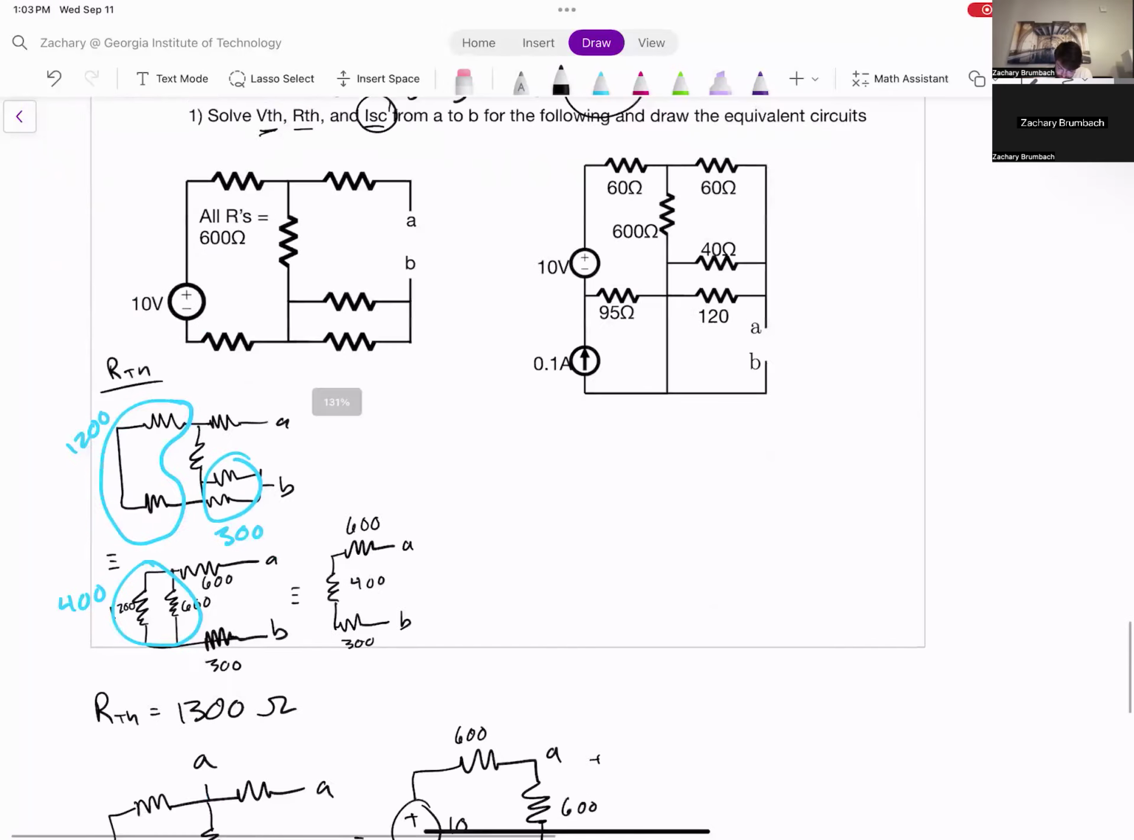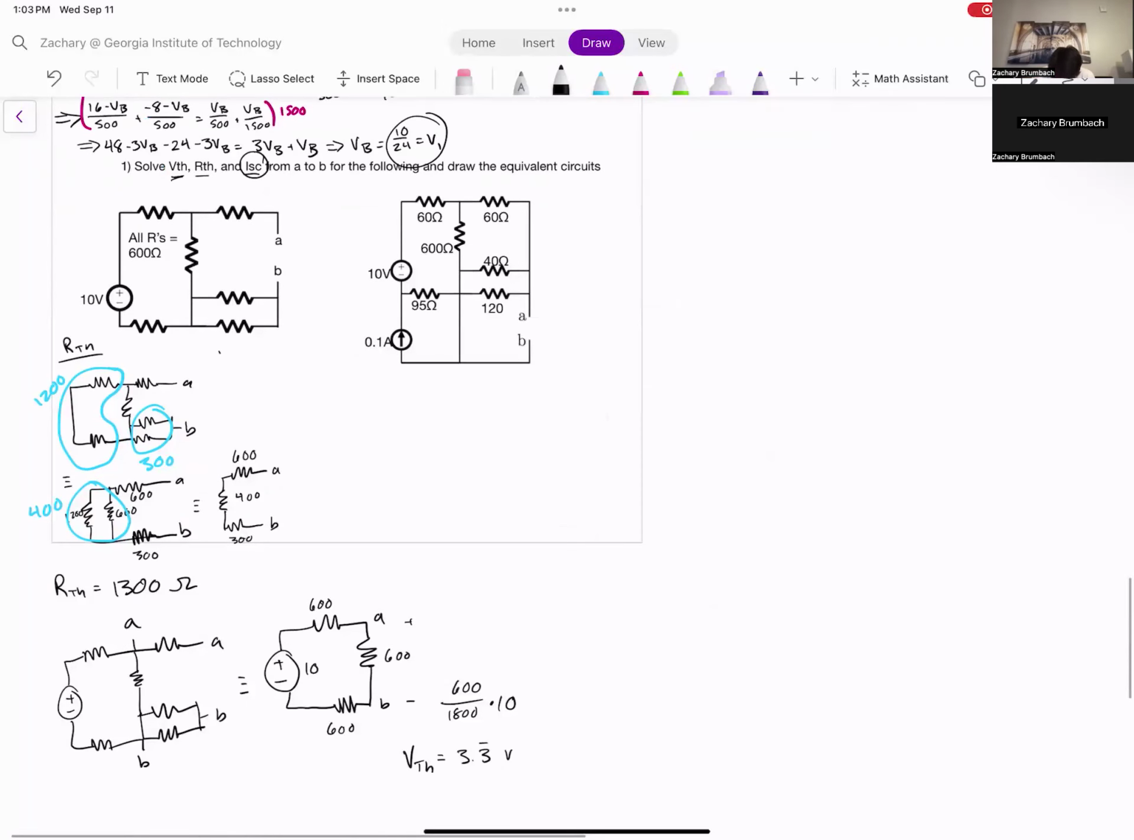So what this whole circuit is equivalent to at A and B, if that's where we're looking, what A and B see when they're connected to this is just a simple voltage source, 3.3 volts in series with a 1300 ohm resistor. That is what this is equivalent to for A and B. Okay. All right.